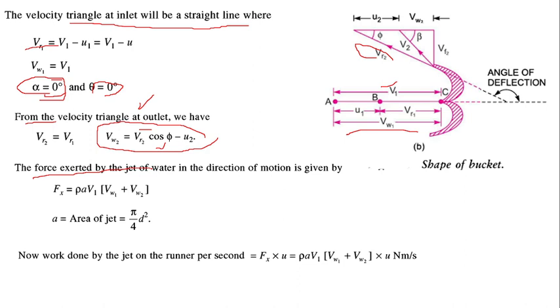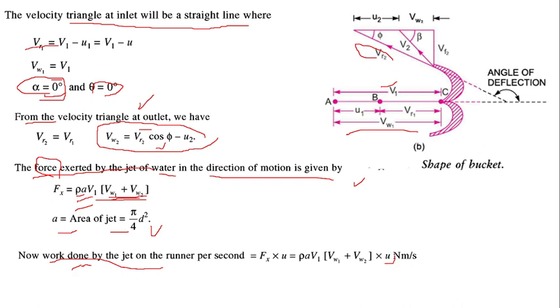The force exerted by the jet of water in the direction of motion is given by mass into change in momentum, nothing but rho a V1 into velocity Vw1 plus Vw2, whereas the area of the jet a is equal to pi by 4 d square. We need work done. Here the force exerted is rho a V1 (Vw1 plus Vw2), whereas work done is force into velocity, rho a V1 (Vw1 plus Vw2) into U.